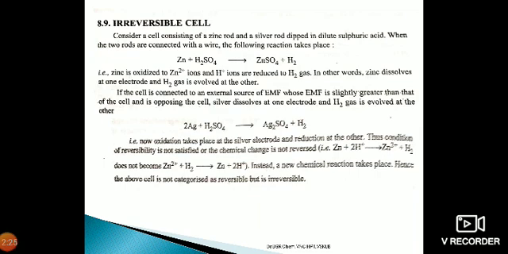Zn2+ plus H2 giving rise to Zn plus 2H+. Instead, a new chemical reaction takes place. Hence, the above cell is not categorized as a reversible cell, but it is called an irreversible cell. That's how we can make a difference between reversible and irreversible cells.